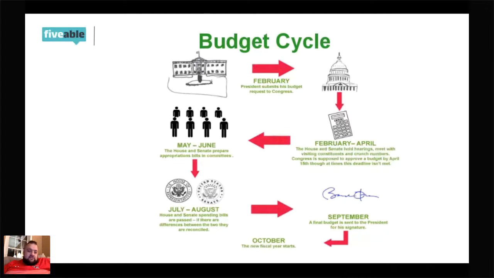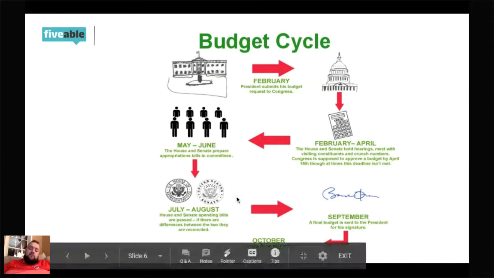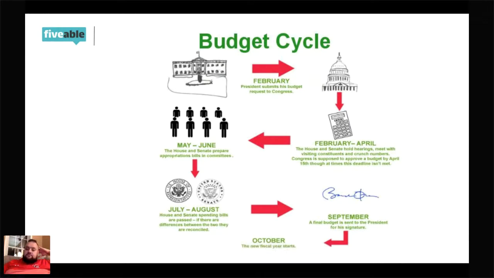Now, why is that? It's just because of the way that the government has set it up. Most companies' fiscal year is actually July 1st to June 30th of every year, but the federal government has it set up a little bit differently. And so that's the actual cycle of how the budget is passed. Now, what we're going to do is look at the actual reality of the situation and what actually happens there.